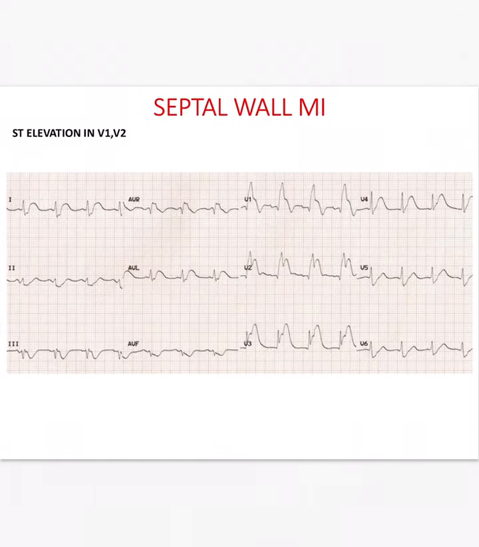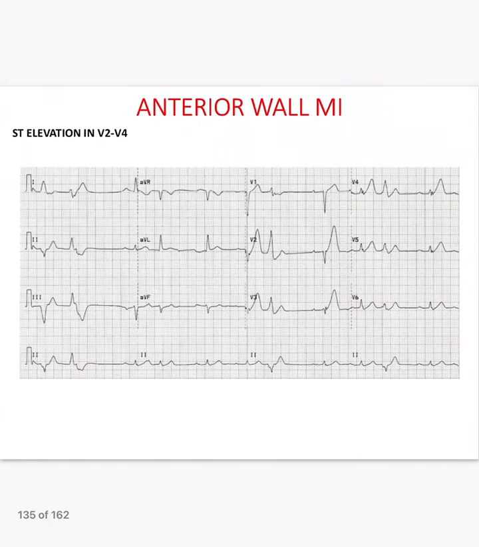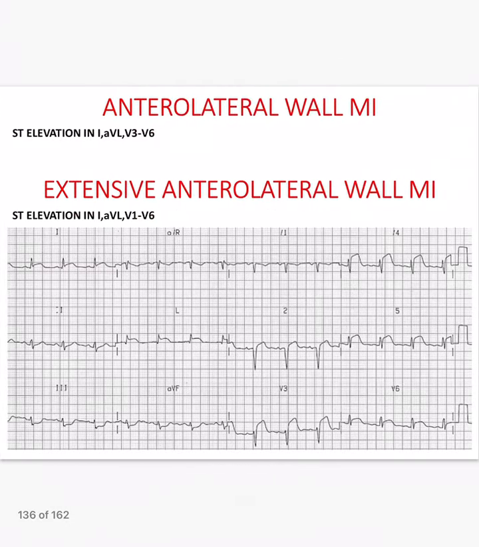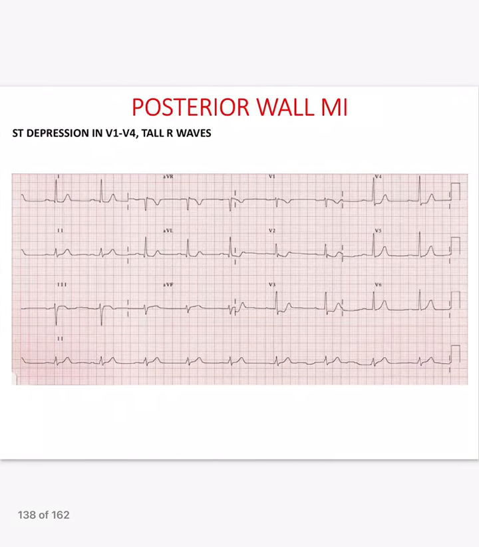Now coming on to this one. Here you see ST segment elevation in 1 and 2, that is septal wall MI. Also here you see it in V3 and V4, so this may also be anteroseptal wall MI. Now see, where do you see ST segment elevation? It's elevated in V3, V4, so most likely anterior to anteroseptal wall MI is seen here.